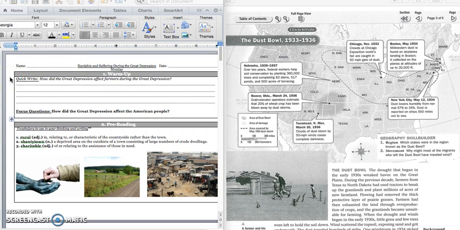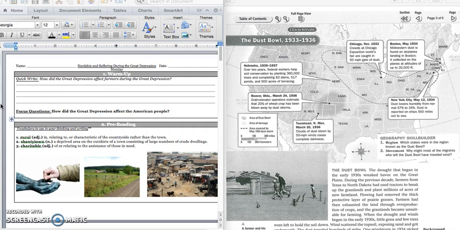I want you to think back. How did the Great Depression affect farmers? So write 2 to 3 sentences. Think back to why farmers had a hard time and what did they do to solve their issue.